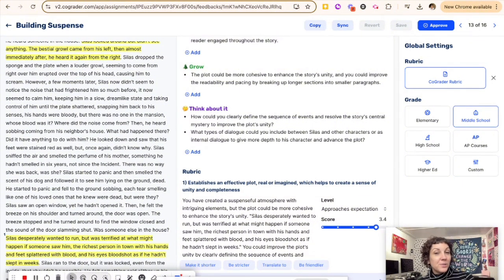So that is how I use CoGrader when my students are working on a piece of narrative writing. It is a really effective way to get kids to actually read and be invested in this amazing feedback that they're getting. And it also helps you target exactly what each and every student needs to be working on. So I hope you give it a try.